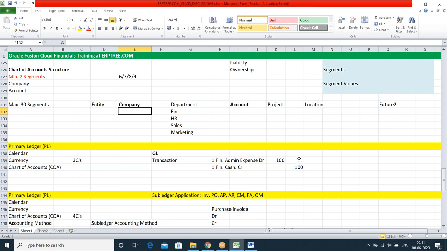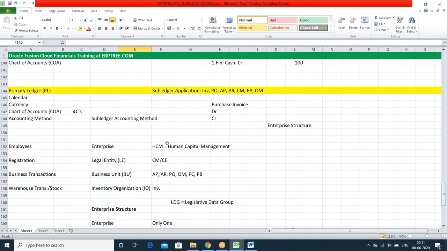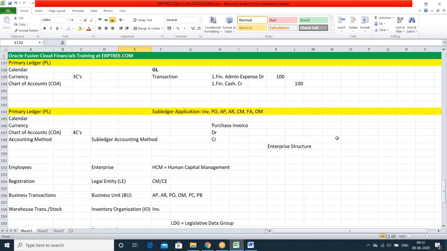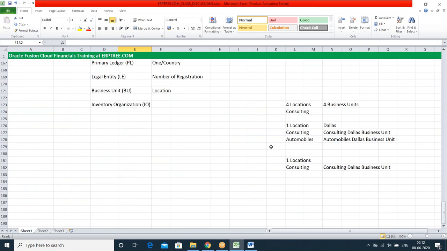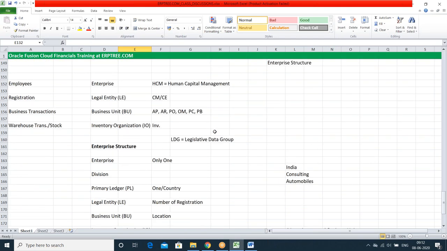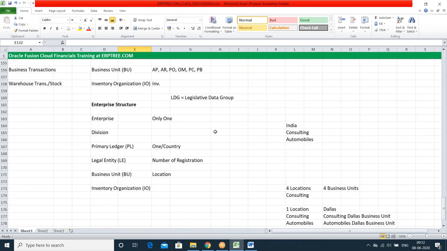In reality, those are not companies, those are company-related branches. That is the reason we take the business units as companies. The number of branch business units should be equal to the number of companies. That means the business units we have to take into the chart of accounts as a number of companies. If you have 20 business units, in the chart of accounts we have to create 20 companies. This is a point we have to understand. Sometimes you may not take the segment called company.